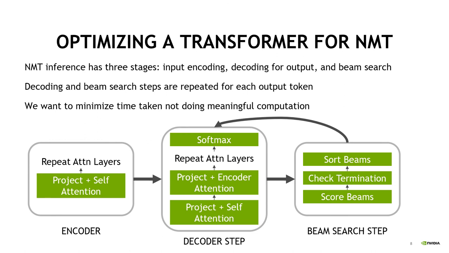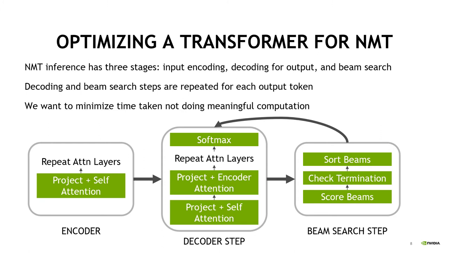Now, when trying to improve the inference performance of our transformer models for NMT, it is important to remember how the encoding and decoding process affects the relative impact and performance of different parts of the model. Inference can be split into three primary stages: the input encoding, decoding for output, and beam search, where the decoding and beam search steps are repeated for each output token. This means that an optimization that only improves the performance of the encoder without affecting the decoder or beam search would have significantly less impact on the overall process than one that does.